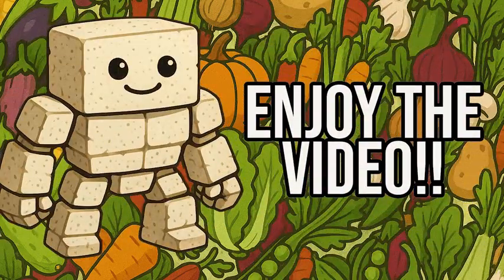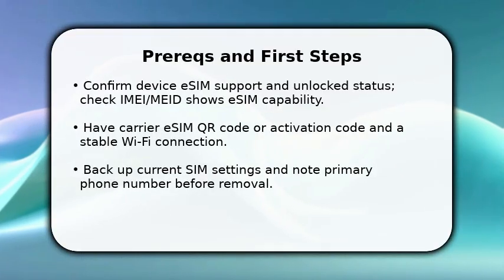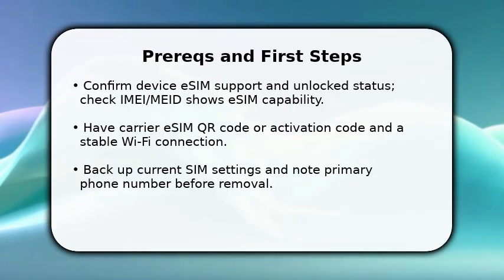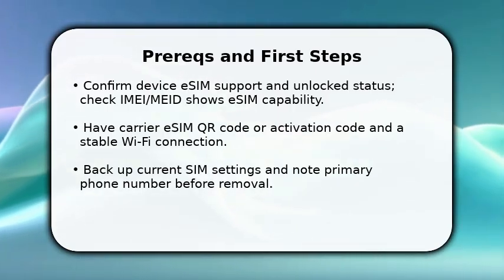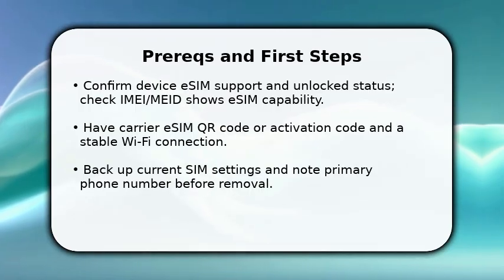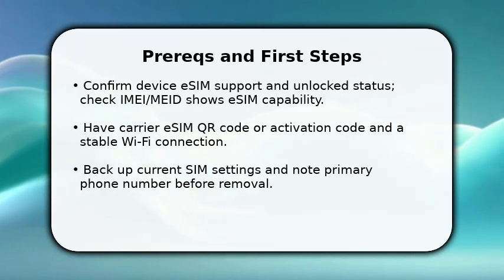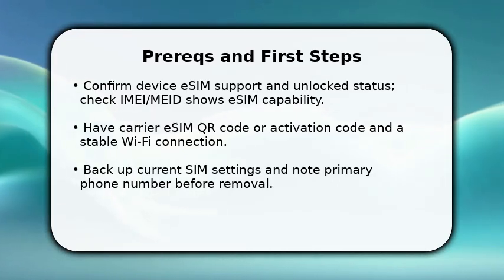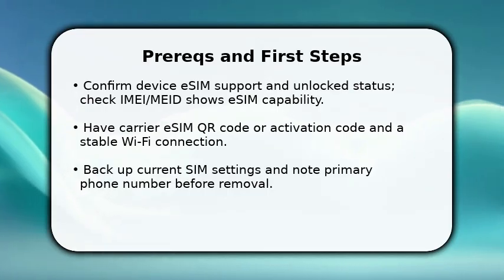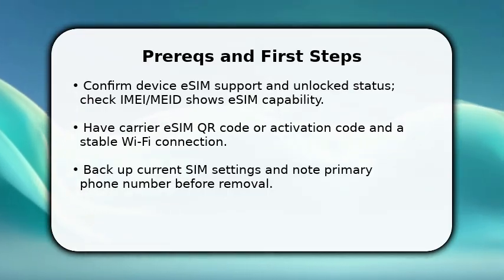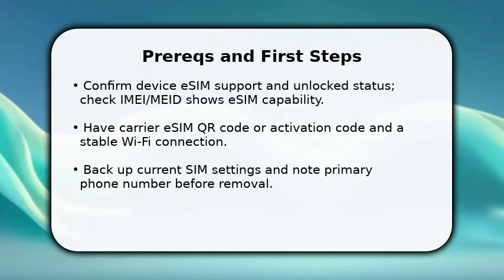Please enjoy the video. You start by verifying prerequisites. Confirm your phone supports eSIM and is unlocked, then locate the IMEI so the carrier can provision the profile. Once done, make sure you have the carrier's eSIM QR or activation code and a strong Wi-Fi connection. Cellular provisioning often needs internet. You should also back up your current SIM settings and note your primary number in case you must restore.